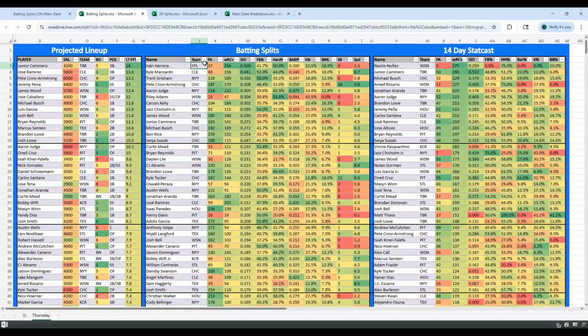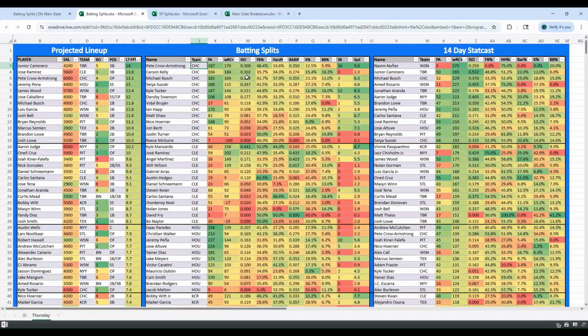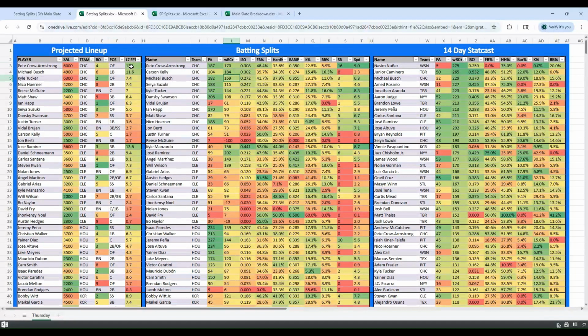And then also if you filter by team here, it'll keep that sort there for you on each team. Kind of a little Excel tip there. So this way it'll give you the highest guys who've been scoring over the last 7 days.